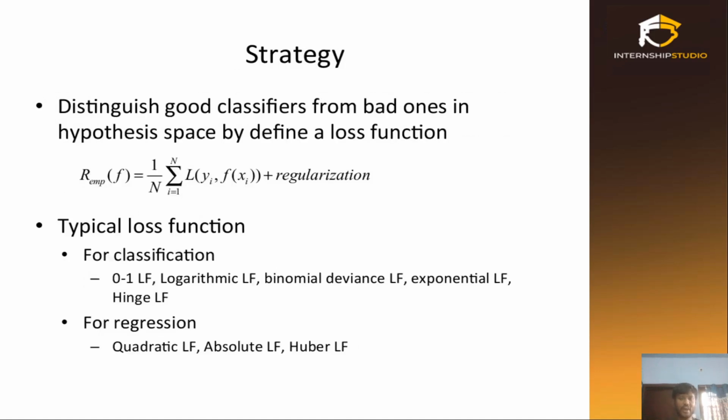And coming to the strategy part, we have to distinguish the good classifiers from bad ones in hypothesis space by defining a loss function. In the sense like we are defining our loss function first, and we have also discussed some loss functions. So in classification, we have discussed the logarithmic loss function, which is a log likelihood. And also there are different types of loss functions as well. You have the exponential loss function and hinge loss functions. And in regression, we were discussing the absolute loss function and the quadratic loss function. And yeah, there is something called the Huber loss function also. So we have these different types of loss functions.